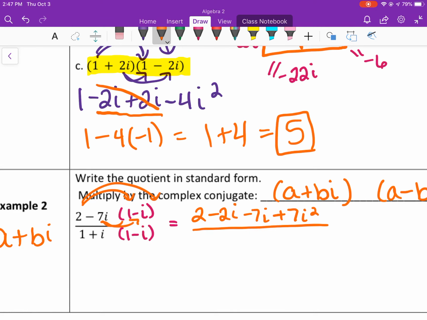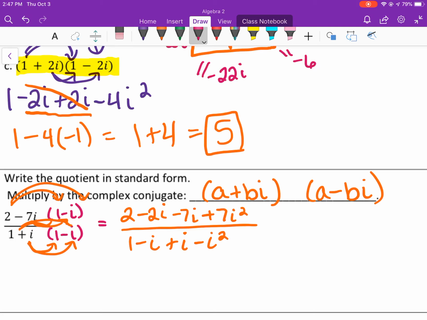Multiply the bottom, FOIL that out. You're going to get 1 times 1 is 1. 1 times negative i is negative 1i. i times 1 is positive i. And i times negative i is negative i squared. Combine your like terms and replace your i squareds with negative 1.